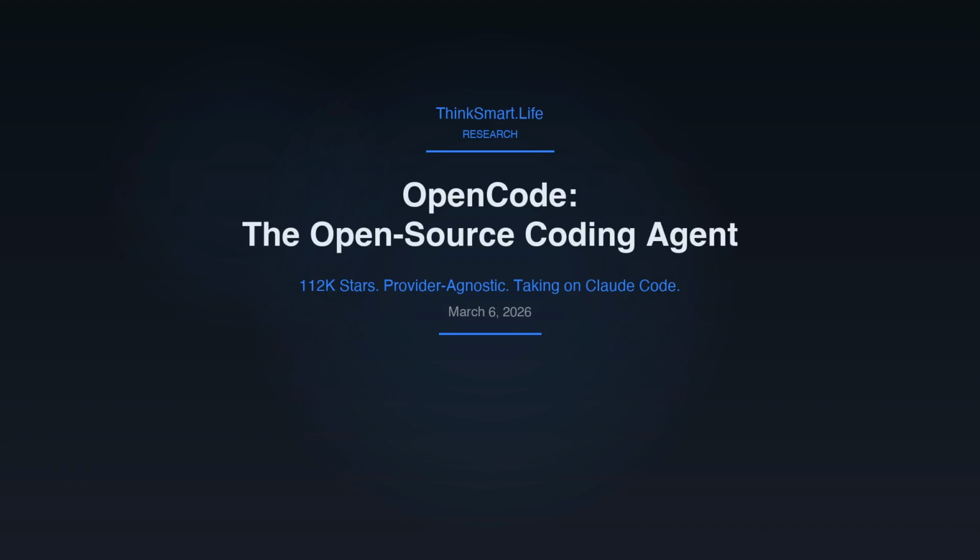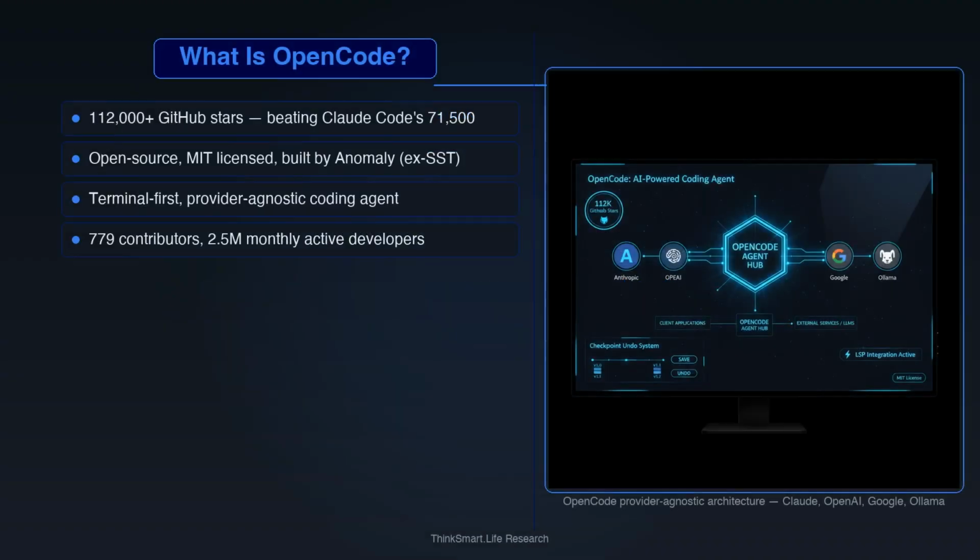OpenCode is an open-source AI coding agent that has taken the developer world by storm. Built in TypeScript by the team at Anomaly, formerly SST, it's a terminal-first, provider-agnostic tool that lets developers use any large language model to write, edit, and reason about code.